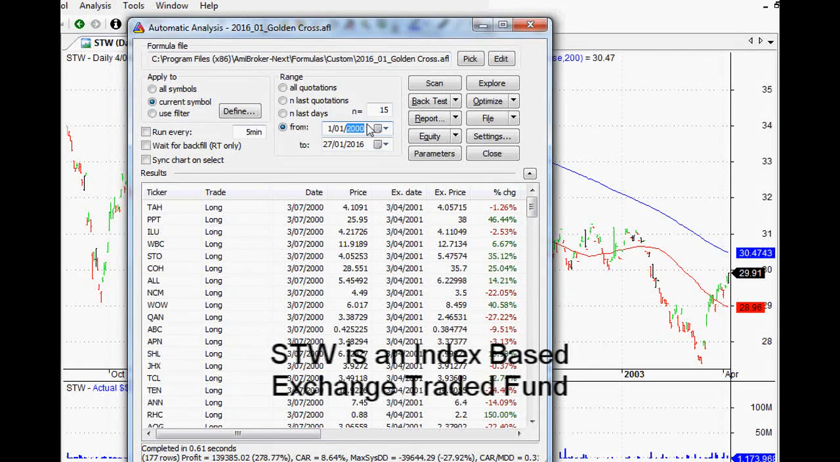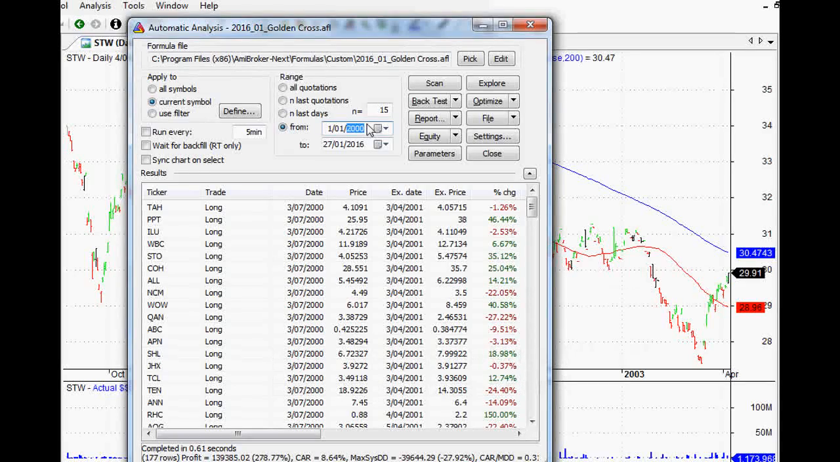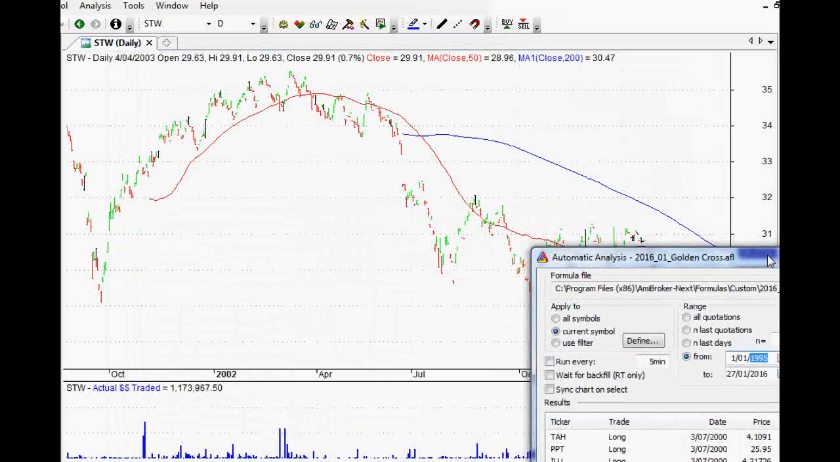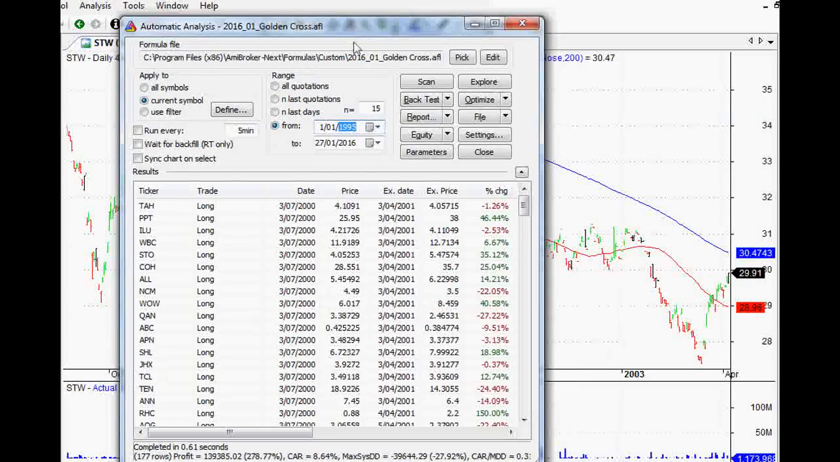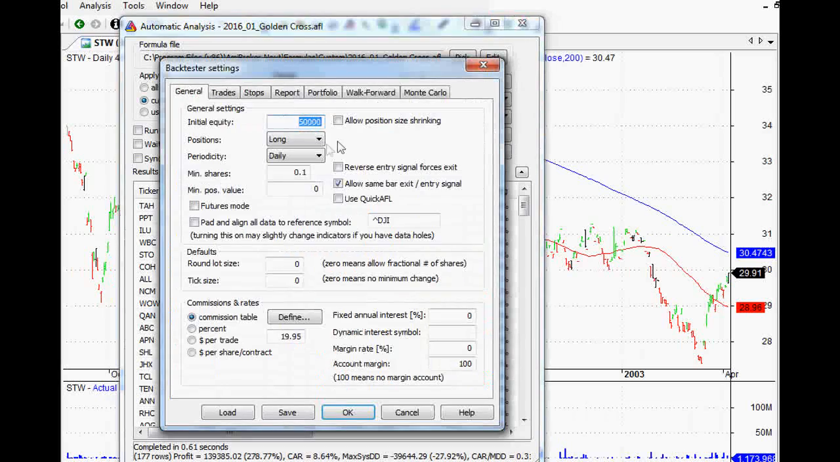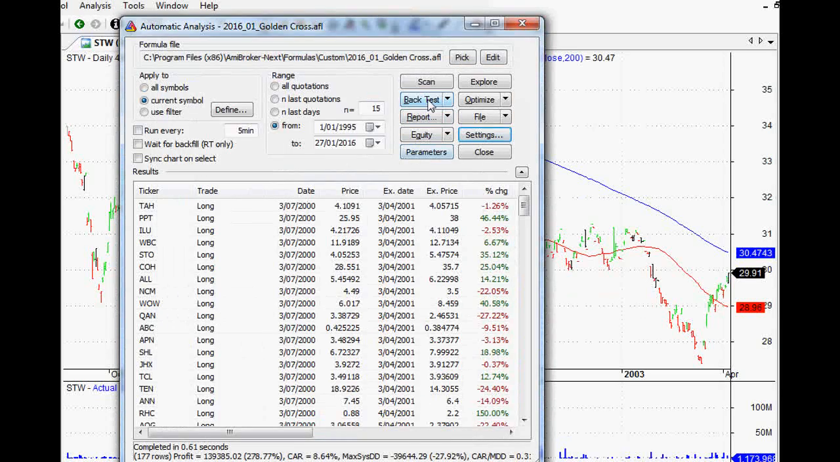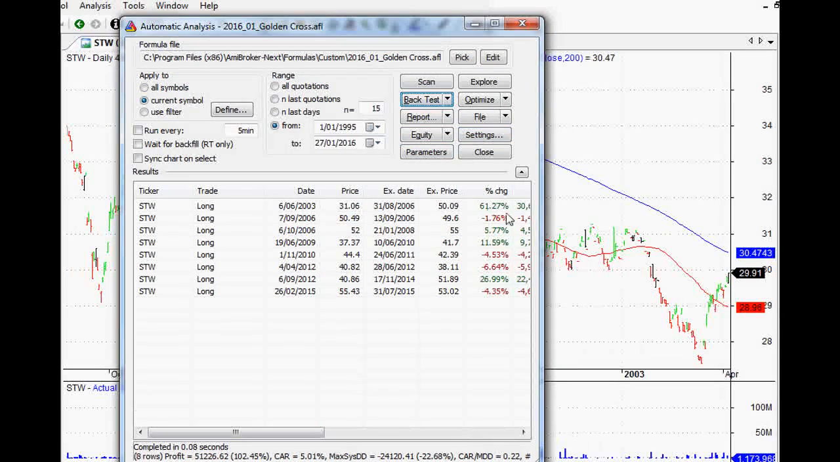We could do longer, in fact, really as long as the fund has been available, which is back in 2002. So for the purposes of this one, it'll be about 13 years. For our first test, we'll just make sure it's long only and it's our daily chart, so no problems there at all. I'm just going to click backtest and we'll see how we go.